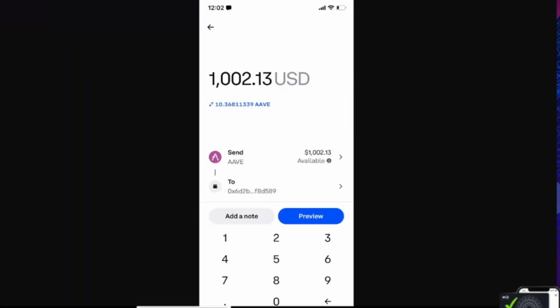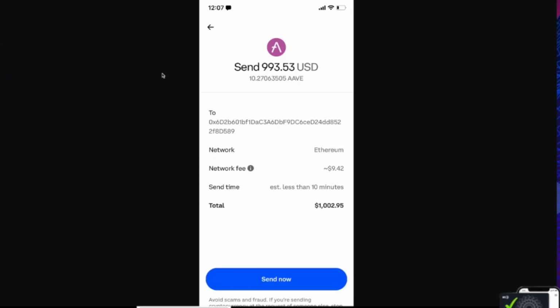So anyhow, I'm going to send $1,000. We're going to click on preview. It's going to say, does this look right? And of course, yeah, we're getting hosed on the fees. Ethereum fee is $9, whatever. And it's going to send to that address, which is the Ethereum address we just copied. And we're going to click on send now.